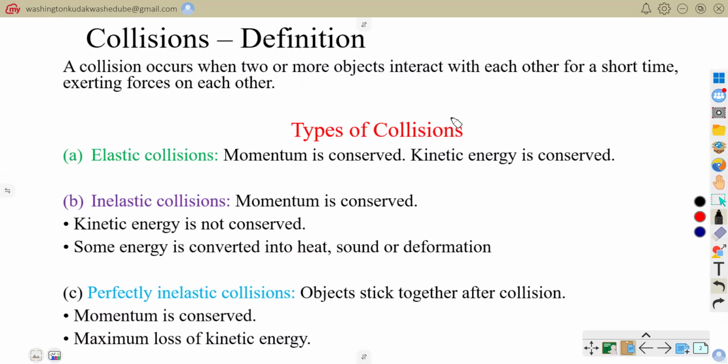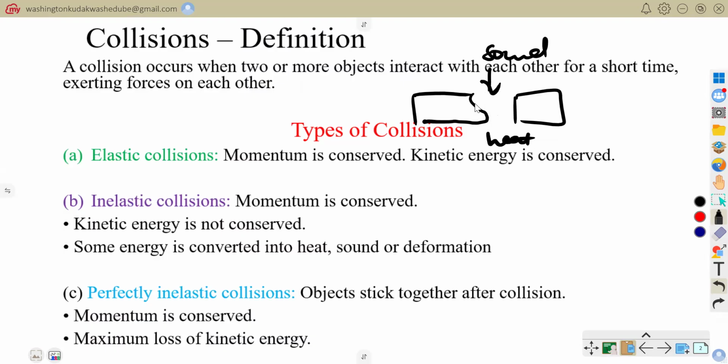These two objects won't get to stick with each other. There won't be any change in shape, but once there is an inelastic collision, either one of the objects' shape will change, or else both of the shapes will change. You would hear a loud sound, or else there will be heat generated due to the what?